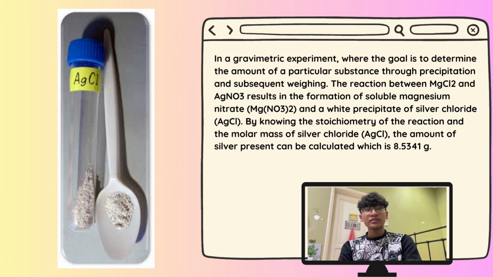In a gravimetric experiment where the goal is to determine the amount of a particular substance through precipitation and subsequent weighing, the reaction between magnesium chloride and silver nitrate results in the formation of soluble magnesium nitrate and a white precipitate of silver chloride. By knowing the stoichiometry of this reaction and the molar mass of silver chloride, the amount of silver present can be calculated, which is 8.5341 gram.